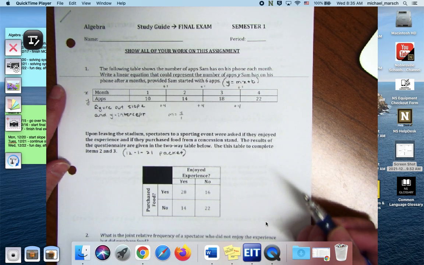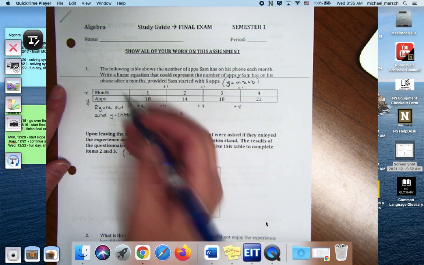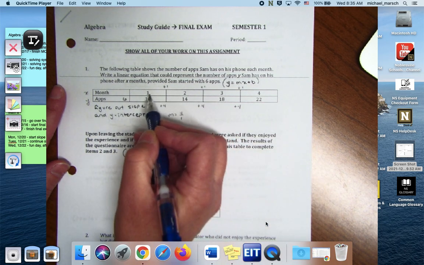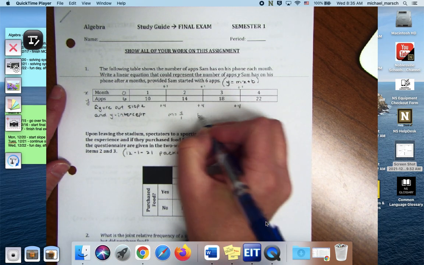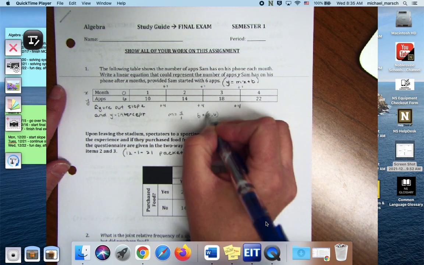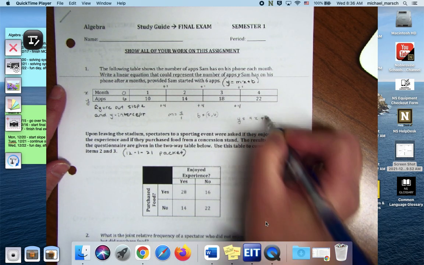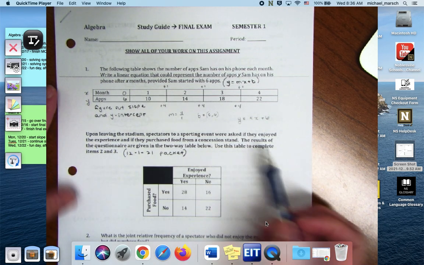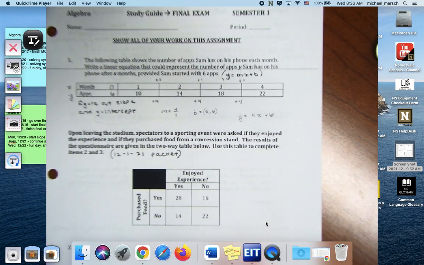And then to find my y-intercept, if this is going up by 4s, if I go back by 4, I'm going to get 6. If I go back by 1, I'm going to get 0. So my y-intercept is (0, 6). So my slope-intercept form would be y equals 4x plus 6, right? Now, if you put 4 over 1x, that's fine. It means the same thing.